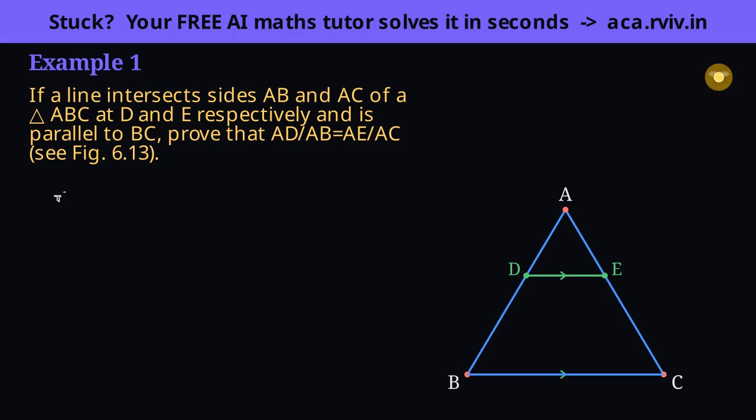Let's read the problem carefully first. We are told DE is parallel to BC, and we must prove a ratio that uses the whole sides AB and AC. But the theorem we know talks about the parts AD and DB. So the plan is clear. Start from what the theorem gives us, then rearrange until the whole sides appear. Let's write down the given.